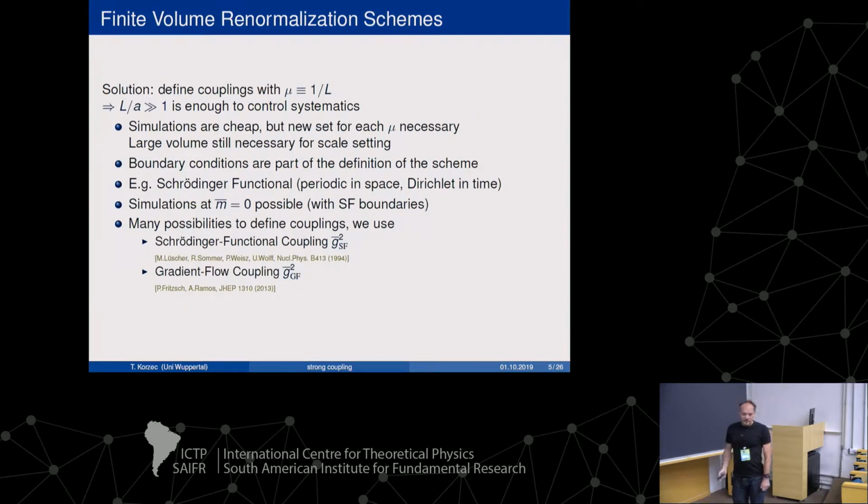One way to get around this windowing problem is to go to finite volume renormalization schemes. And this works in the following way. You define a non-perturbative running coupling that runs with the box size of your system. So you put yourself deliberately in a finite volume. And in such schemes, it is just enough that L over a is large, which is easy.